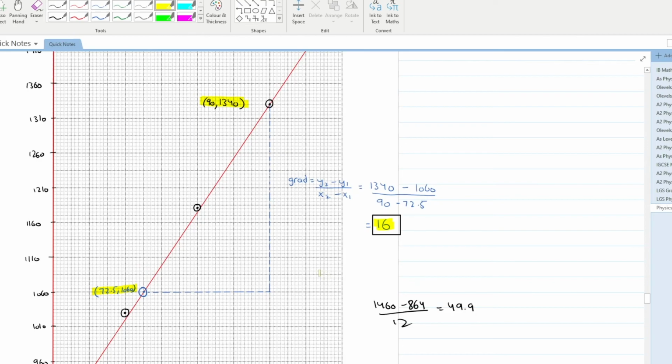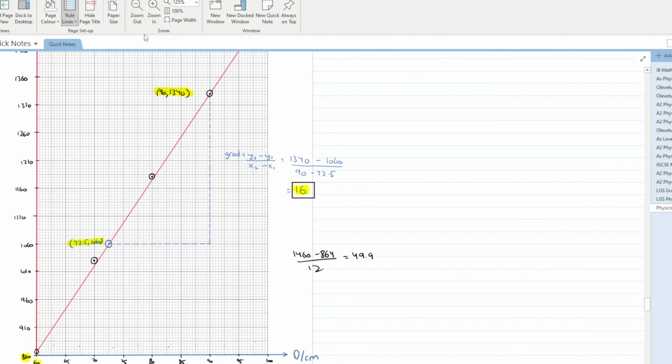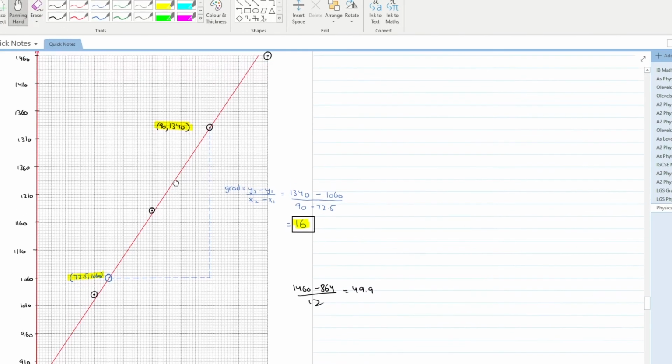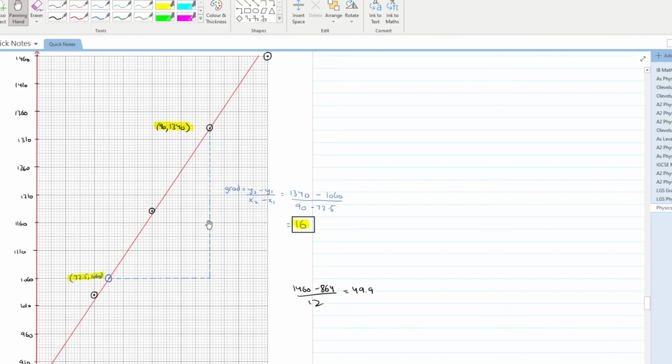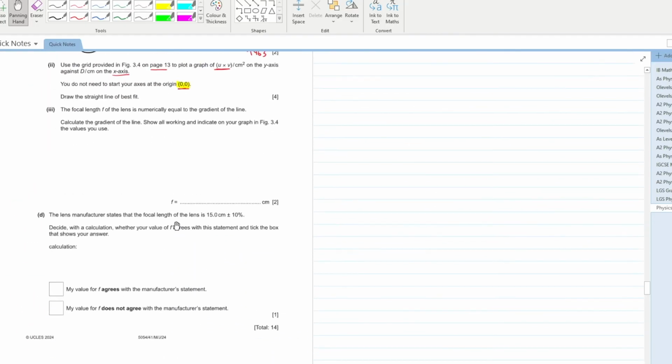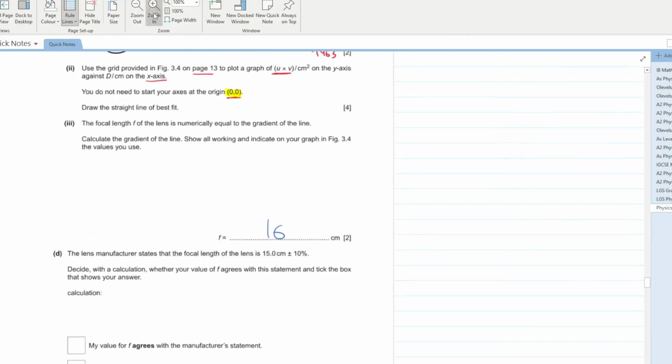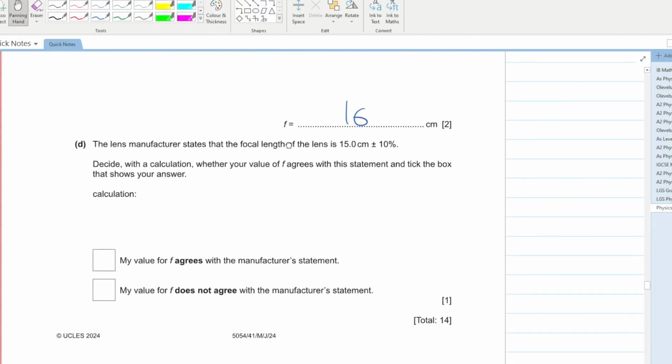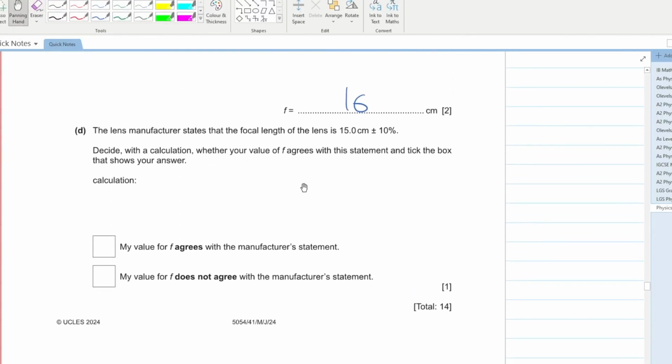While taking points for the gradient, make sure they are far away on the graph. At least 50% of the graph should be between the 2 points. Secondly, you must draw a dotted triangle like this. And thirdly, you must label the points on the graph like this. I have calculated the gradient. Let's put it here, 16. Then let's see what is the last part. In part D, the lens manufacturer states that the focal length of the lens is 15 plus minus 10%.